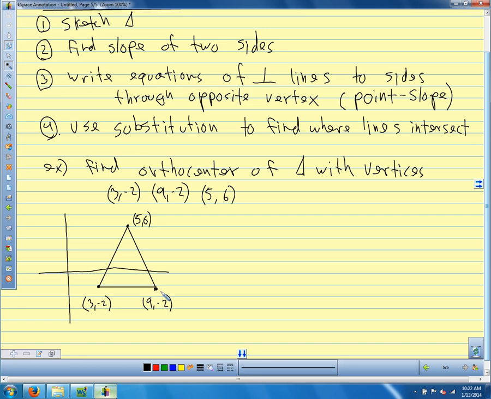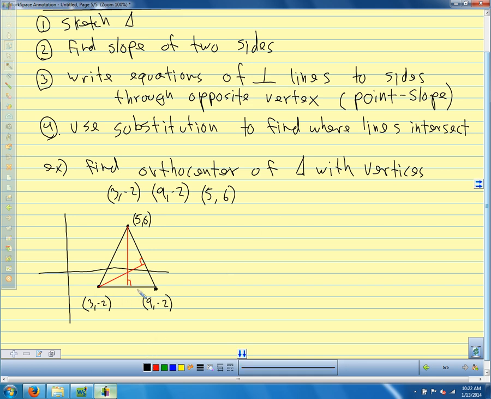Now what I'm going to do is find the slopes of two sides. I'm going to pick one of the easiest ones. So I'm going to find the equation of that altitude, and I'm going to find the equation of that altitude. And my picture is just a sketch. I can't use my picture to figure out where these intersect. I need to do a little more work on it.